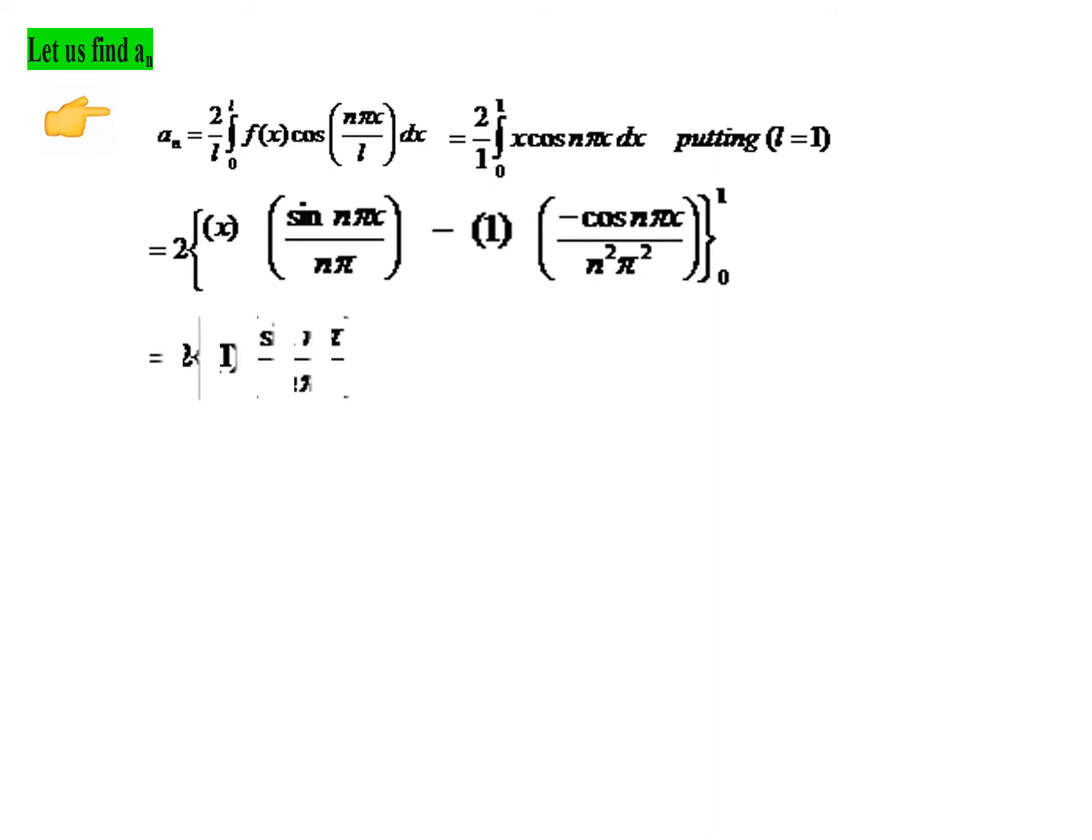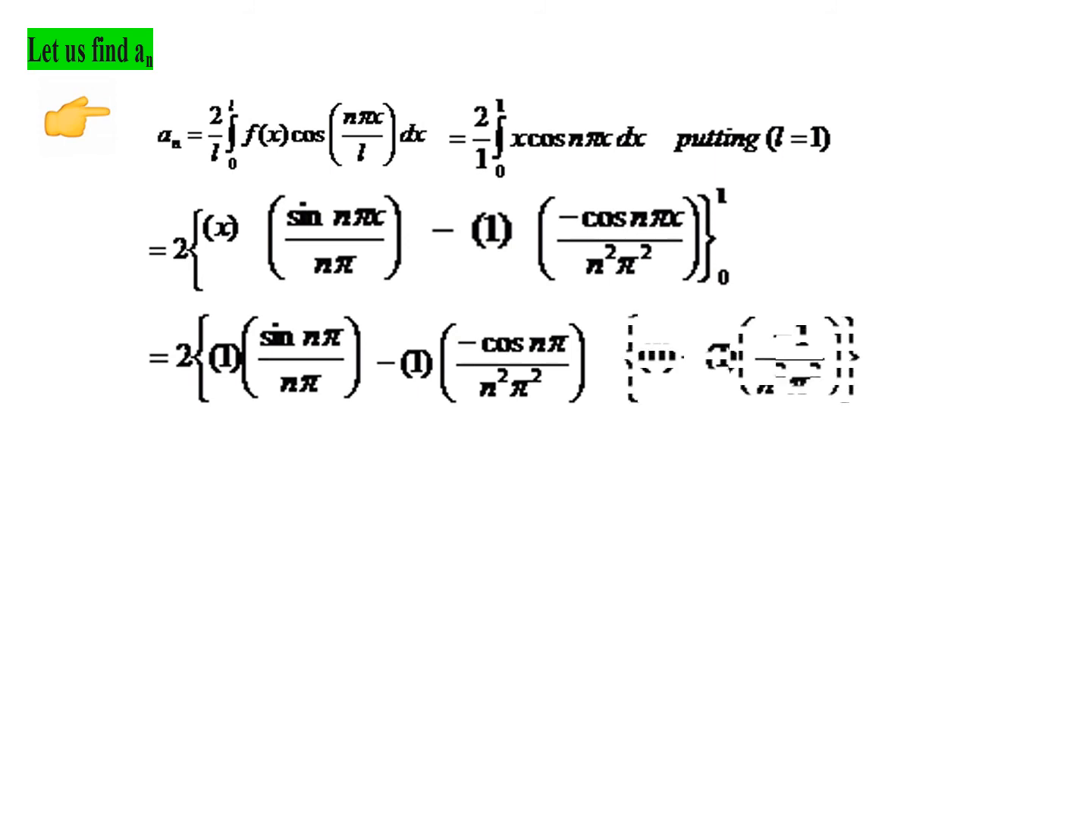Now we have to apply the limit from 0 to 1. So what is the upper limit? In the place of x, we have to put 1. So we have like this. So we have just substituted x as 1, minus the lower limit. What is the lower limit? In the place of x, we have to put 0. So we have like this, because sin 0 is going to be 0, cos 0 is going to be 1.